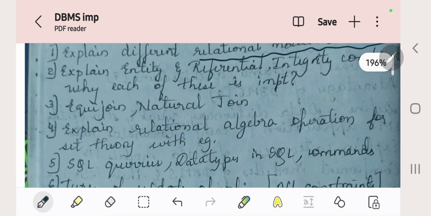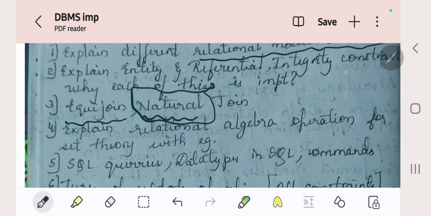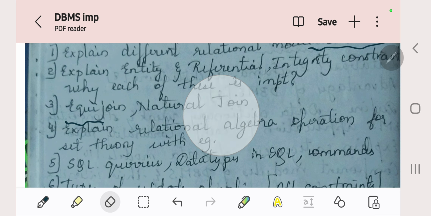Then we have the concepts of joins, equijoin and natural join. I hope you know natural join will give you all the details, both related and unrelated data, and equijoin gives you only the required data. That should be explained well with an example for each.